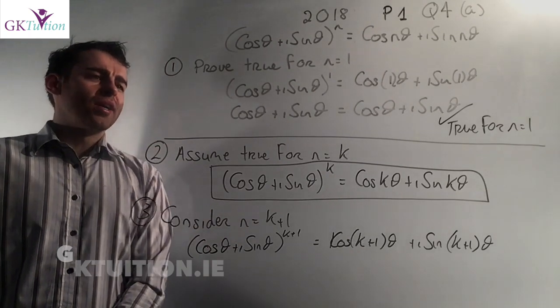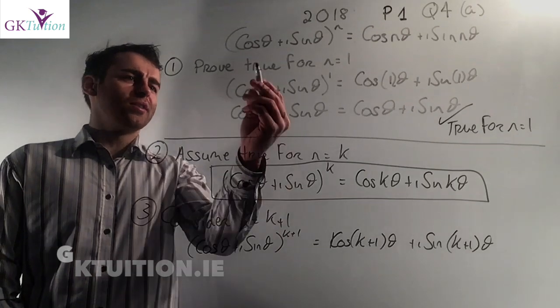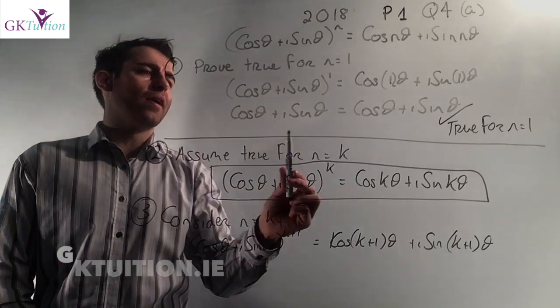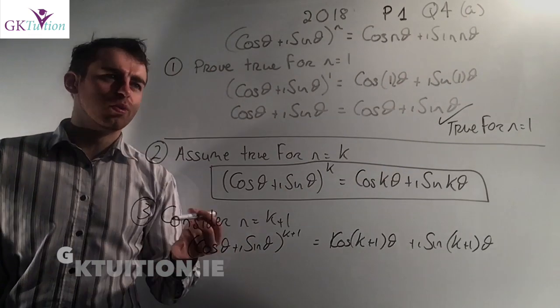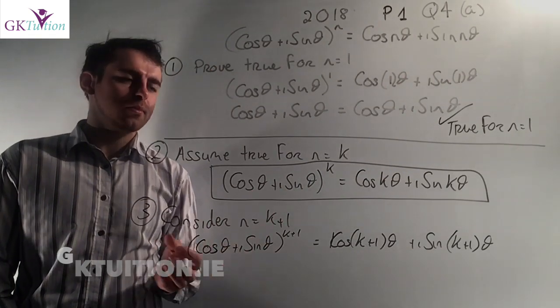The question I've chosen to go through here is 2018 Paper 1 Question 4 Part A. In this question we're asked to prove by induction that (cos θ + i sin θ)^n is equal to cos nθ + i sin nθ. In other words, prove de Moivre's theorem.